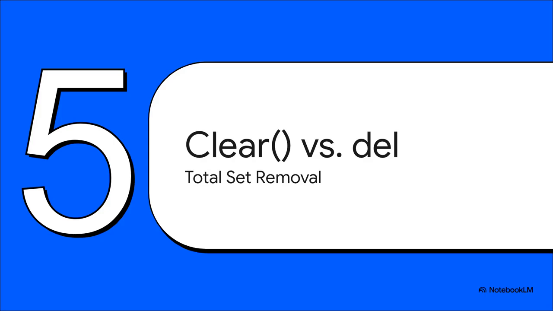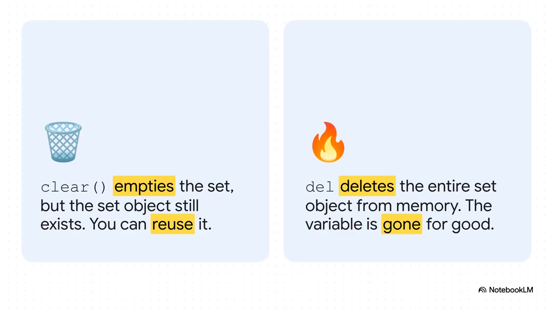All right, now for the most extreme options. What if you just want to get rid of everything? This is a really important distinction to make. Using clear is like emptying a box. You take everything out, but you still have the box. The variable for your set still exists, it's just empty, ready to be used again. The del keyword, on the other hand, that's like taking the box and everything in it and throwing it into an incinerator. The entire set is gone, poof, wiped from memory. If you try to use it again, you'll get an error because it just doesn't exist anymore.